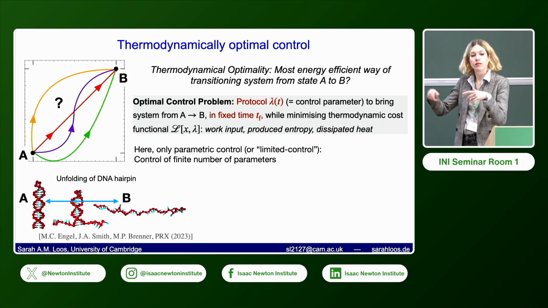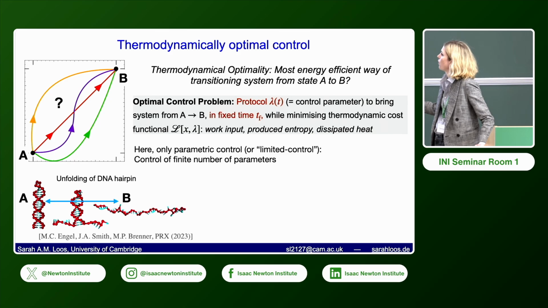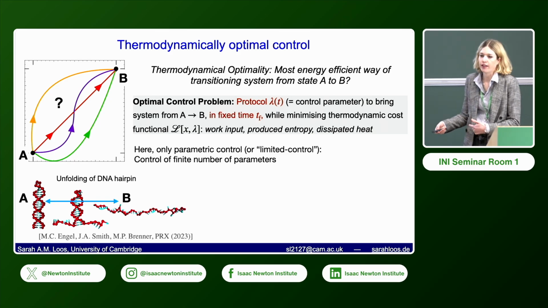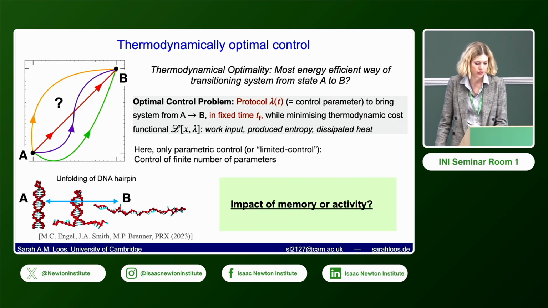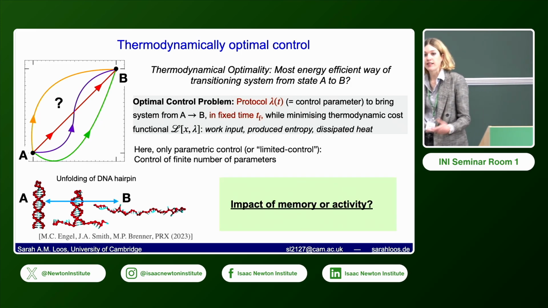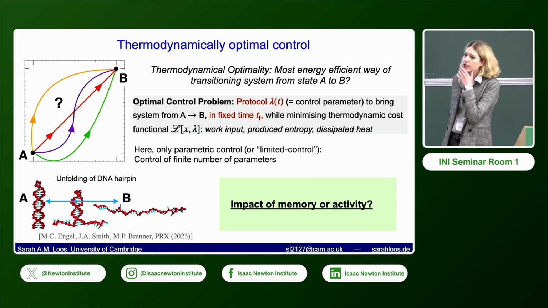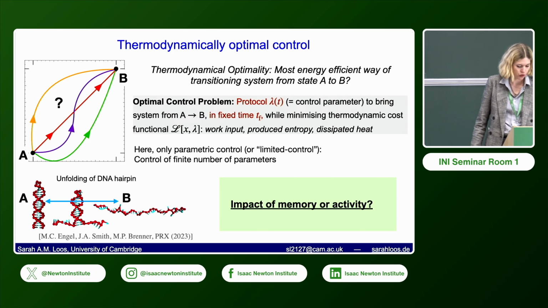And in this talk, I'm going to focus on parametric control or limited control problems, where you can only control a finite number of parameters and not a whole field or something like that. And as I said, the questions that I want to address is how having memory in your system or activity would affect such optimal control solutions.